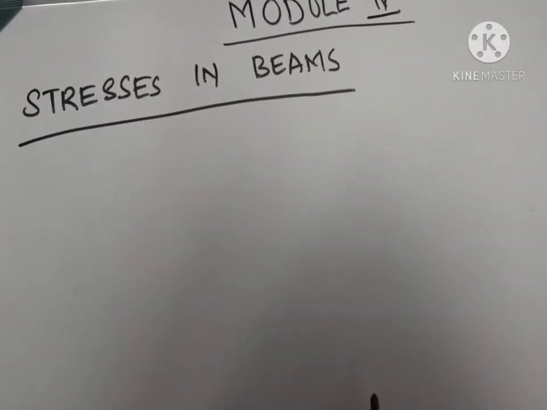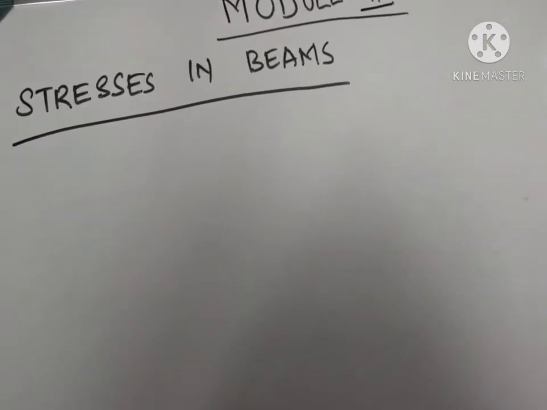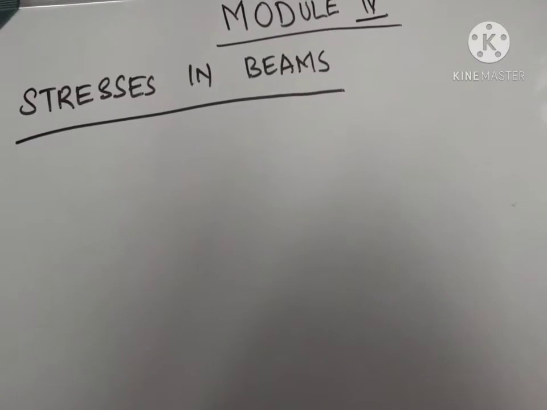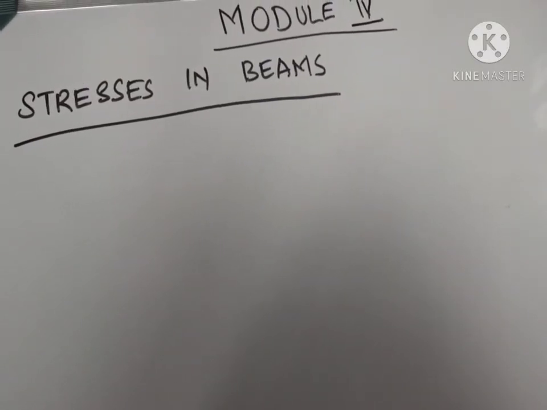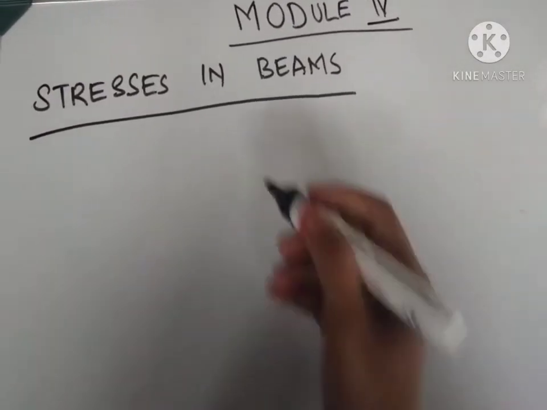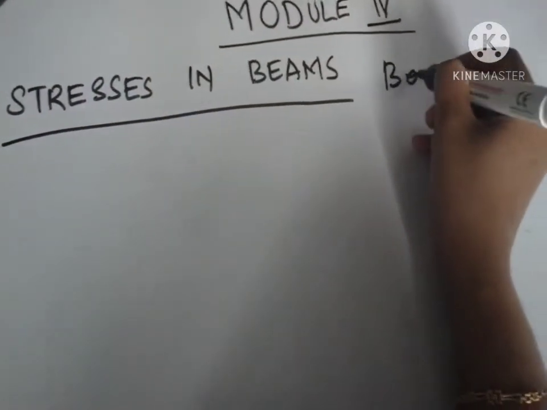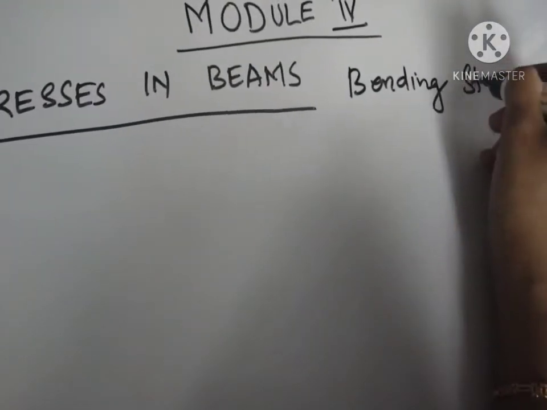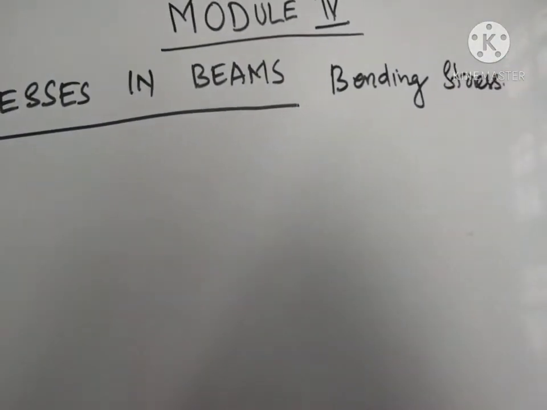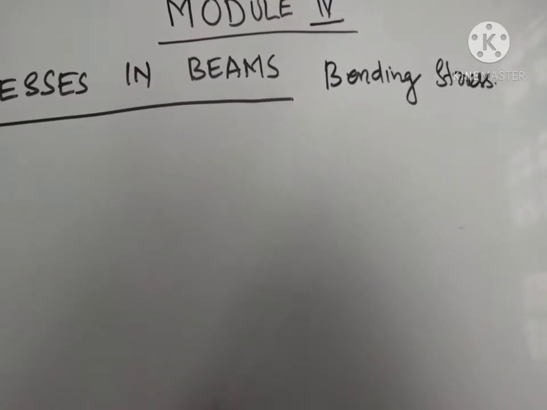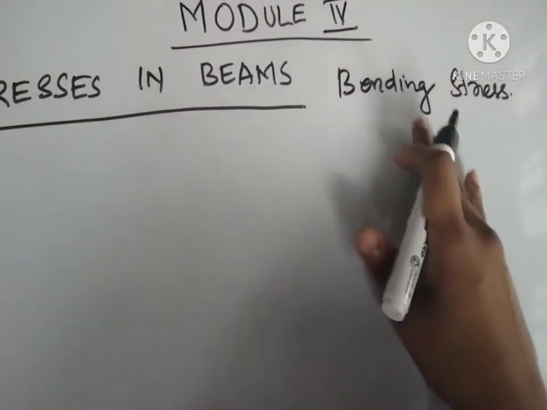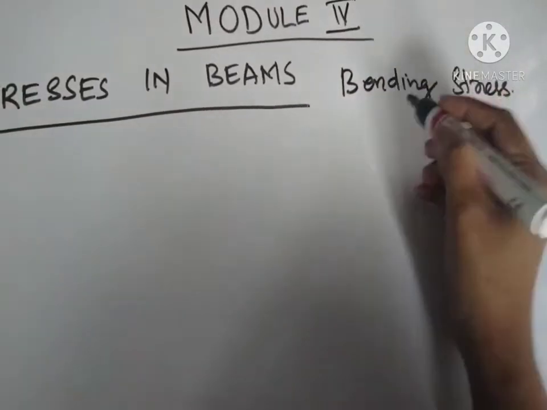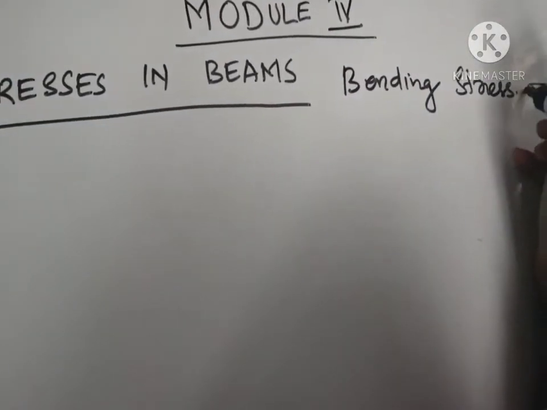So the material of the beam resists this deformation, and that resistance against bending of the beam per unit area of cross section of the beam is called bending stress. It is the resistance per unit area of cross section against bending. To resist that bending, what will be the resistance offered? That is referred to as bending stress, denoted by sigma.